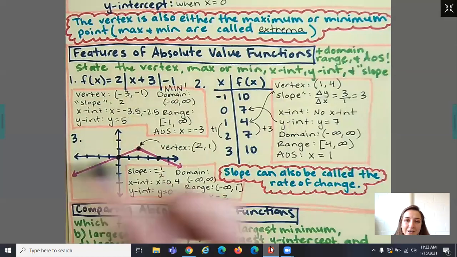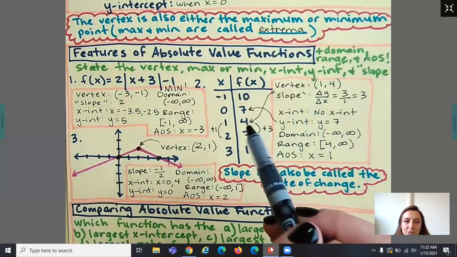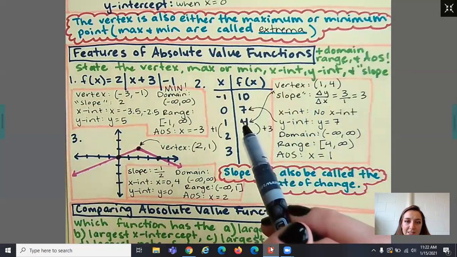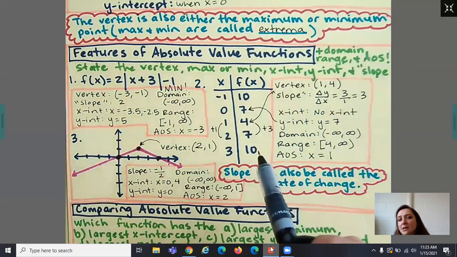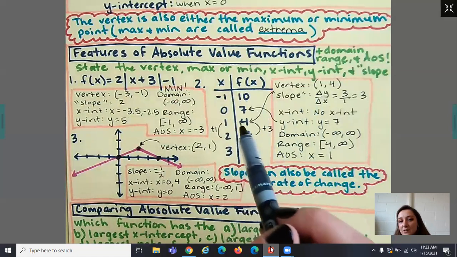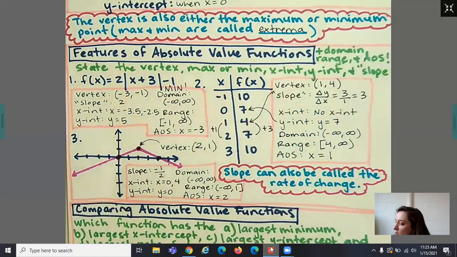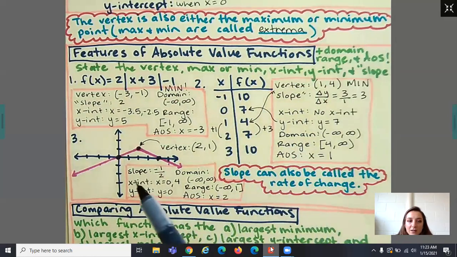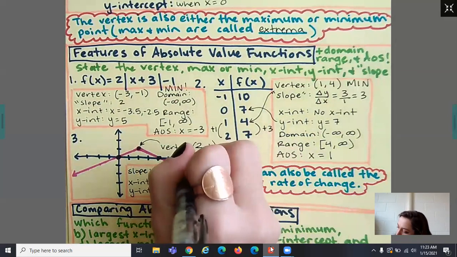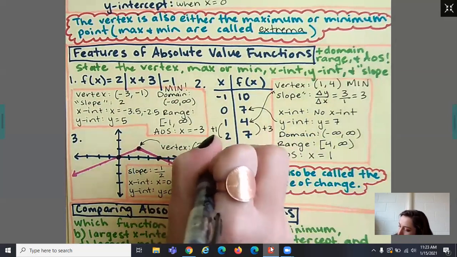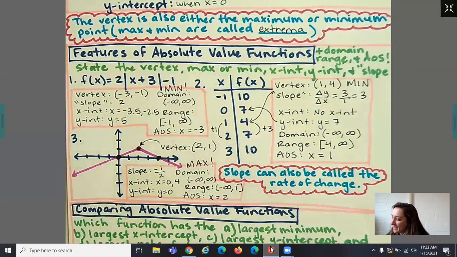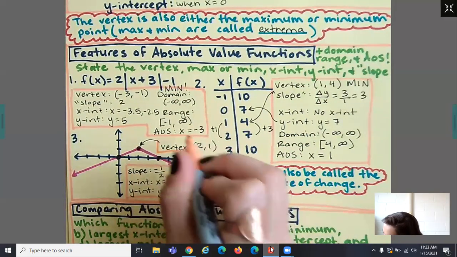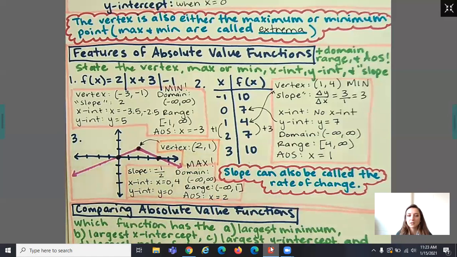Min. Okay, this one was also going to a minimum point. See how it goes 10, 7, 4, 7, 10. A maximum or minimum is going to be right at that vertex, remember. So this is going down to a smaller point. This is going to be a min. And then our very last one, this one looks like a mountain, so that was going to be a maximum. Okay, and also our vertex was included in this, so let's just do that.